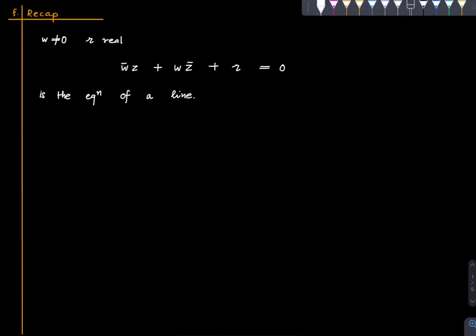Welcome to this lecture series in complex numbers. We will continue our discussion on equation of a line, and in this lecture we'll be looking at what is the perpendicular distance from a given point to a given line.